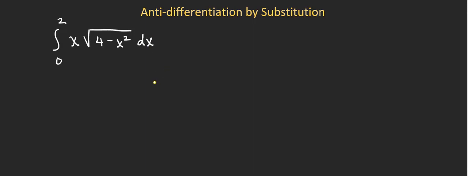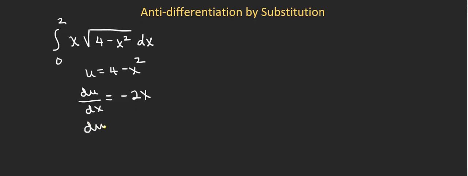In this video, we're going to talk about definite integrals using u-substitution. In order to evaluate this, we have to do the u sub. Let u equal 4 minus x squared, and du over dx is negative 2x. You know that du will be negative 2x dx.